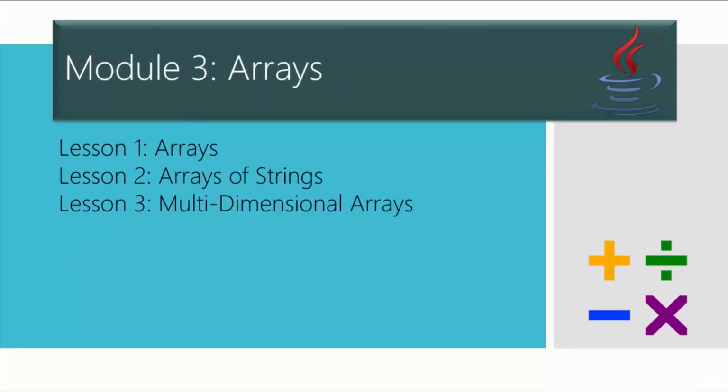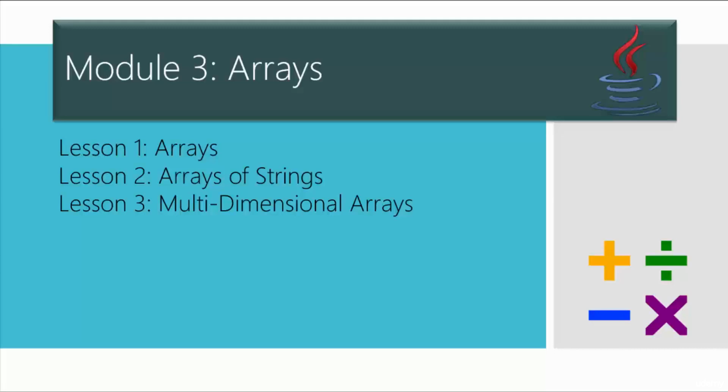Our next module is all about arrays. There are 3 lessons in this module. Very important, we'll take a look at what an array is in Java programming. Essentially, an array is just a container object that holds a fixed number of values of a single type. And the length of the array is established when the array is created.